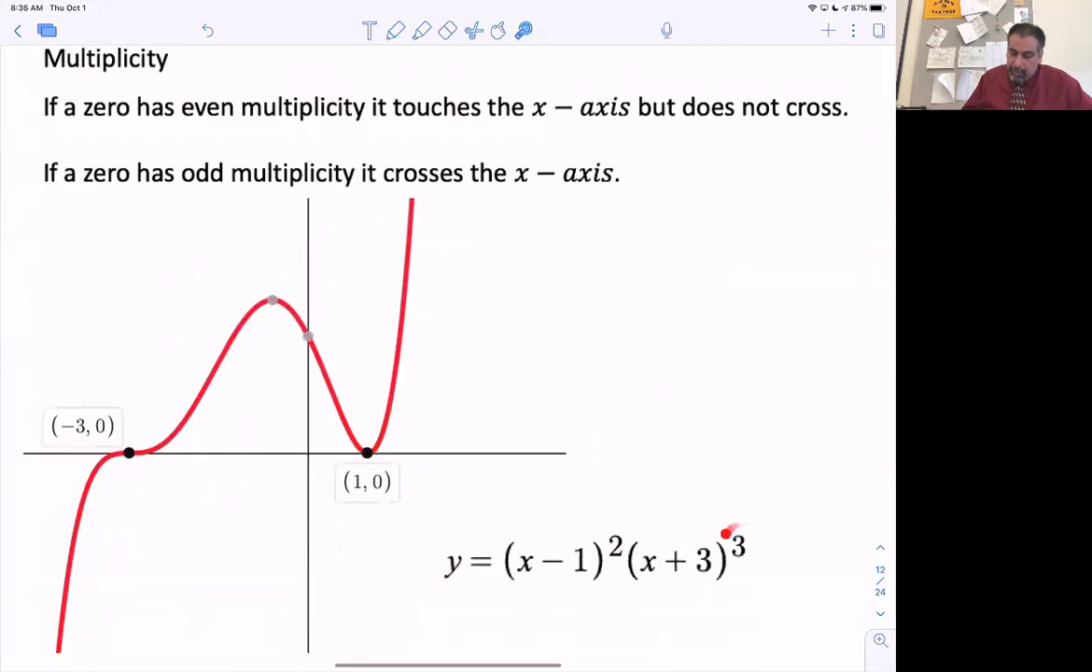But if you have an odd multiplicity, like our -3 value here, it actually is going to go through the x-axis and cross right through it. So that's the importance of multiplicity. When it comes time to graph it, we're going to know if it touches the axis and bounces, or if it actually goes through the axis.